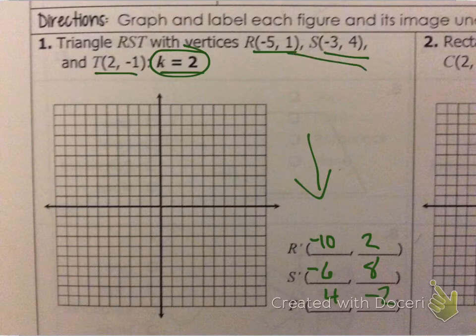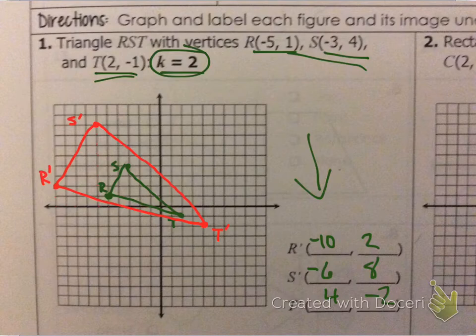So what does that look like? I'll do the original in green, and I'll show you the new one, the image, in red. The pre-image will be in green, the image will be in red. You can see in green is the original image, the original picture, diagram, whatever. And again, don't forget that's called the pre-image. And then the red is the actual image, the dilated figure, so the enlarged figure. And you can see those coordinates would just be like that.